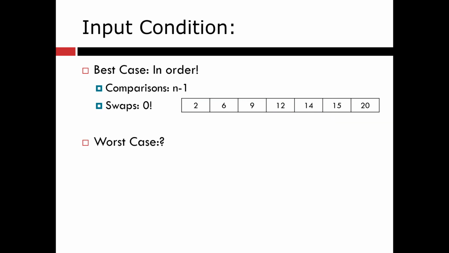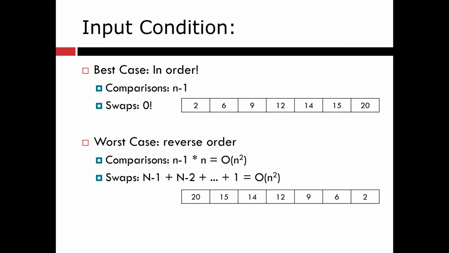Now, it turns out that our worst case is real bad. If it is in reverse order, we will do n squared operations. Not just approximately n squared, we're going to do n squared operations. And it turns out we're going to do n squared swaps as well. That one's not as exact because very close to the end, you're only moving one thing. But comparison-wise, it's going to be real bad.